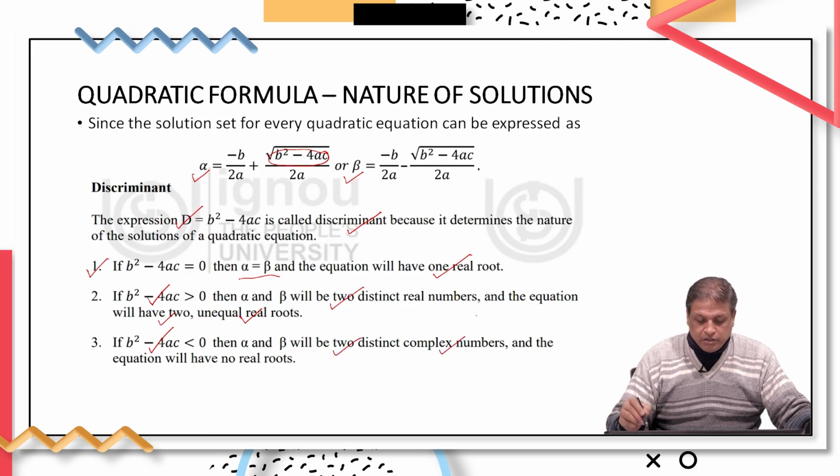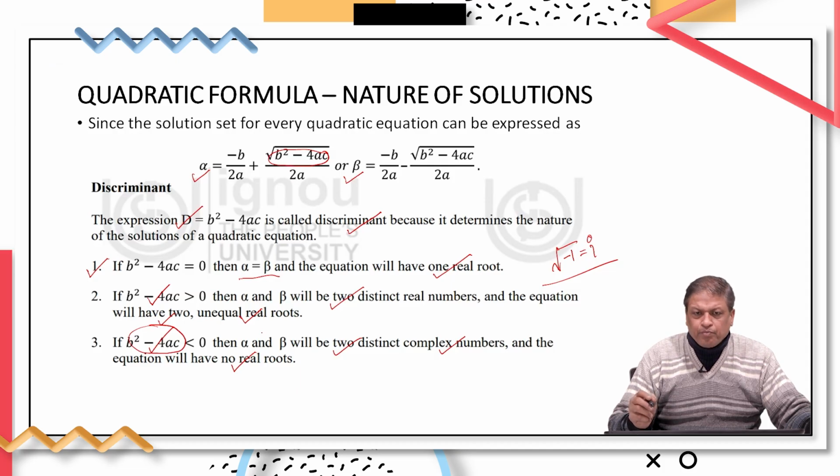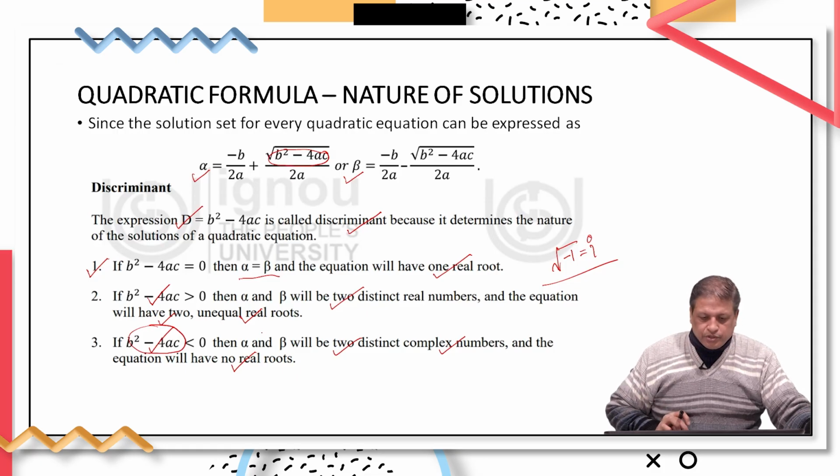Similarly, when b square minus 4ac is less than 0, then alpha and beta will be two distinct complex numbers, because we learned in complex numbers that the square root of a negative number is nothing but iota. So, because b square minus 4ac is less than 0, that will be a negative number, that is why the roots will be complex numbers, and there will be no real roots, only complex roots. So, the real roots exist when b square minus 4ac is greater than 0, and when b square minus 4ac is equal to 0. When b square minus 4ac is less than 0, then only complex roots exist and there are no real roots.